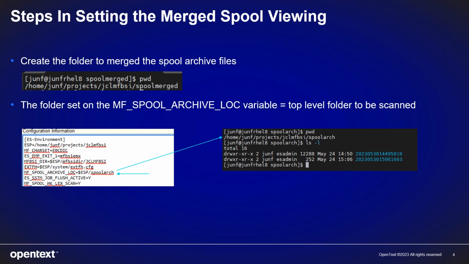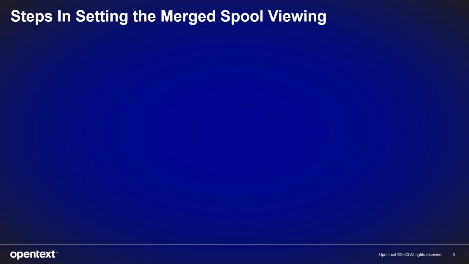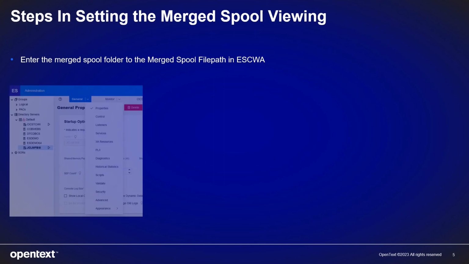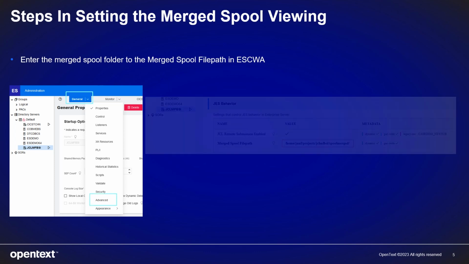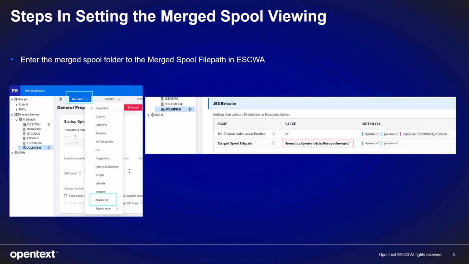The next step is to enter the spool merge folder in the Merge Spool file path in ESCWA. The Merge Spool file path can be accessed from the General tab of the ES region. Then click Advanced. From the Advanced Settings page, scroll down to the JES Behavior section and enter the full location of the spool merge folder.